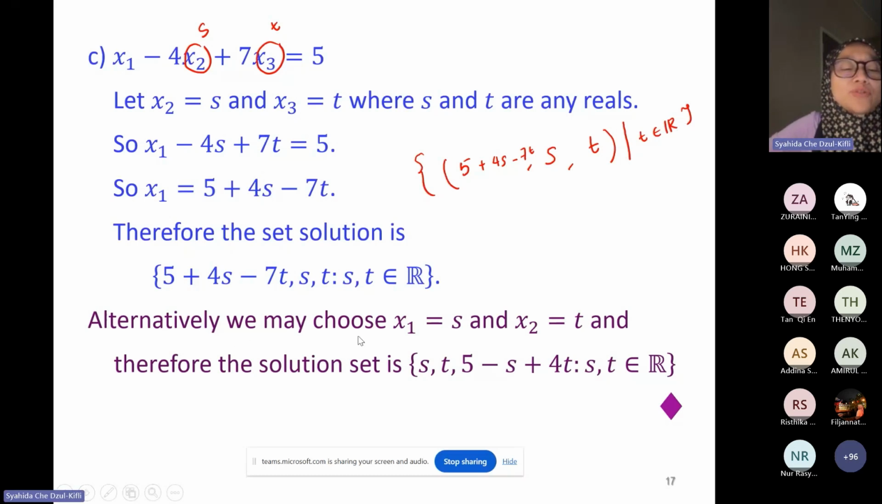Alternatively, you may also choose x1 equal to s and x2 equal to t, and then we are going to have the third component as follows.